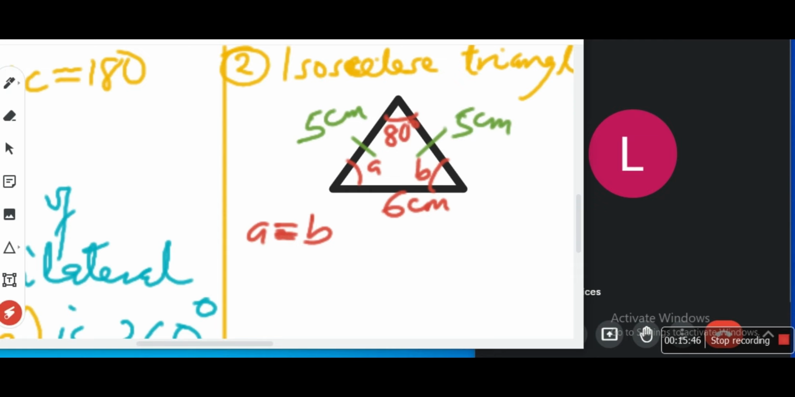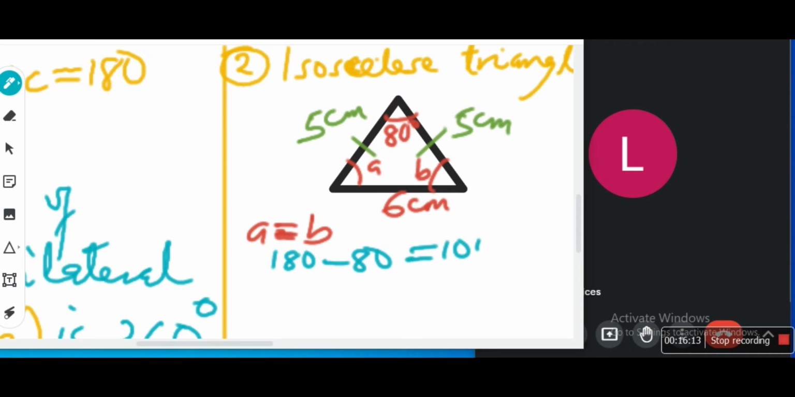Because the entire thing must give you 180. A plus B plus 80 must give you 180. So let's find what is remaining after we take out the 80 degrees and know what is left for A and B. Remember, everything must give us 180. So we say 180 minus 80, which is the one left, and that would be 100.